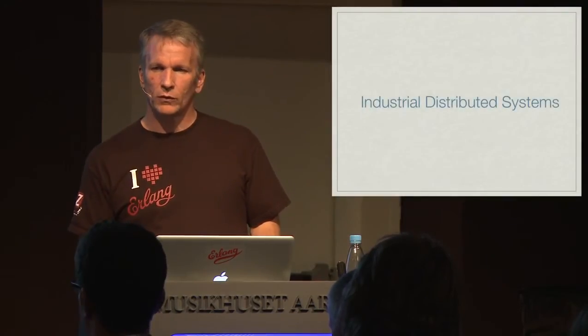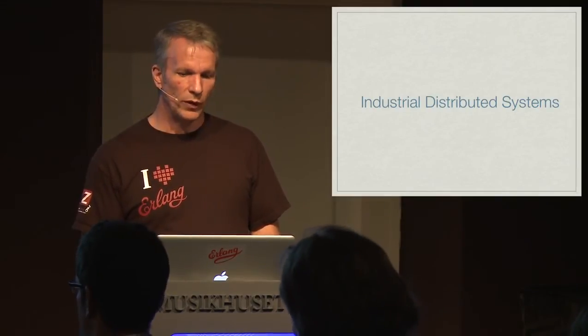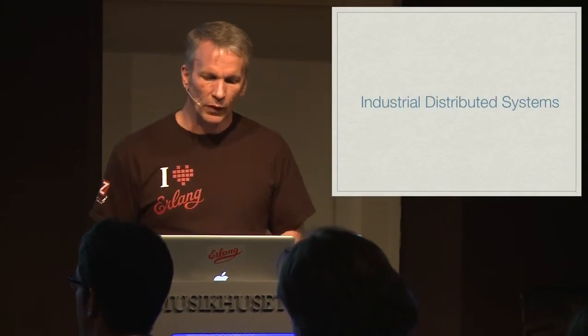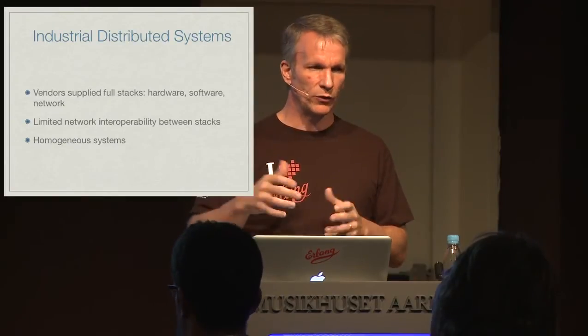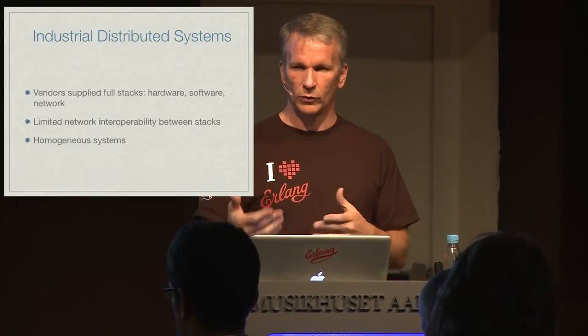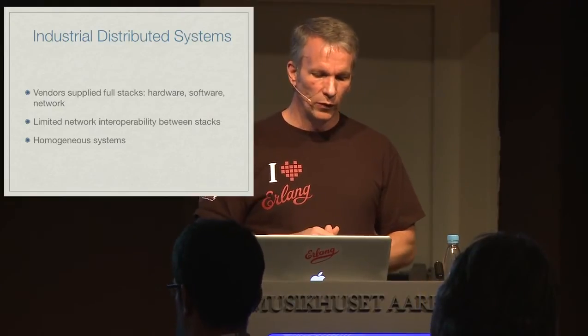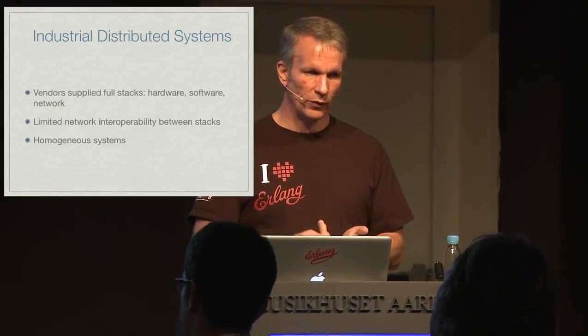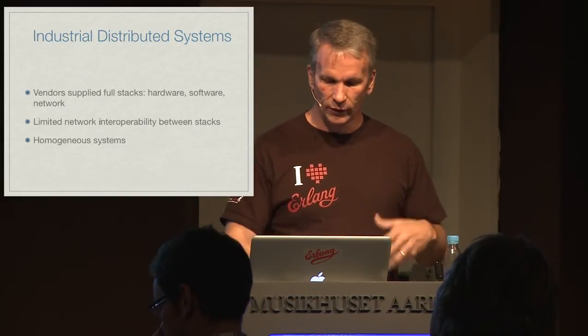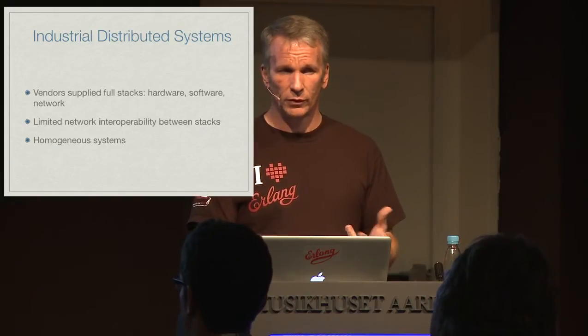So what happened as a result of all this? Well, in industry, you started to see distributed systems appear as well. And what happened is you'd get vendors supplying their full stacks, right? Back then, every vendor supplied the hardware and the software. Microsoft came along and started supplying just software in the 80s, but they weren't really doing distributed systems at that time. So anybody doing these network systems were building the network cards, doing the hardware themselves, doing the operating systems themselves. And again, these were homogeneous systems. There was really limited interoperability.